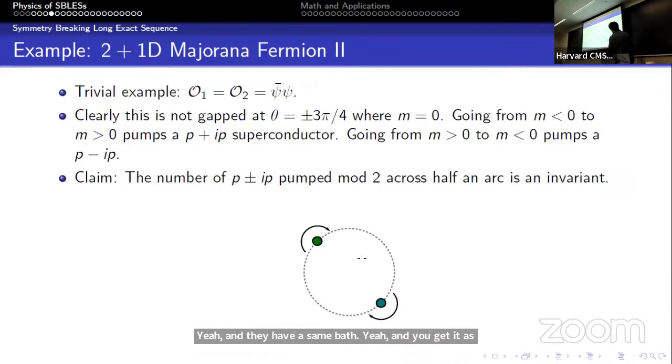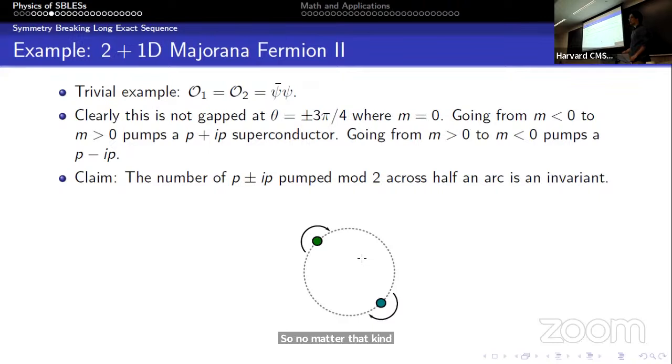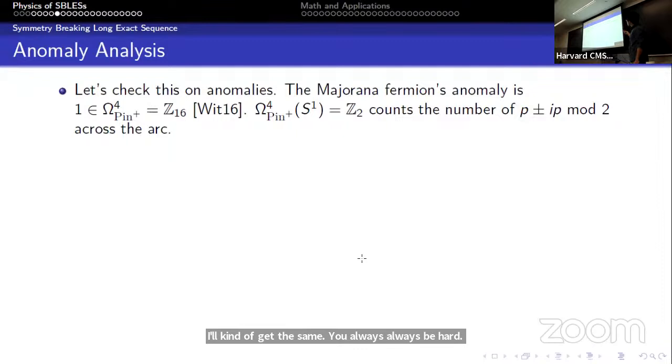So if I go all the way around the circle, the total number of these p+ip pumps has to be zero, right? Because they come in time reversal pairs. But now I want to claim that if I just count the number mod 2 over half of the circle, it is actually invariant. So no matter what I do with O1 and O2, I will get the same result. You will always get 1 mod 2. And the reason for that is simple, because it's just an argument in anomaly.